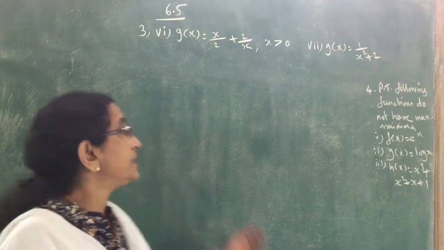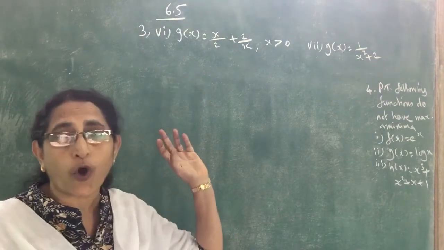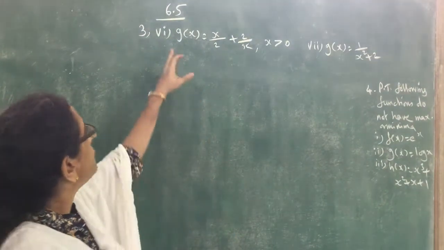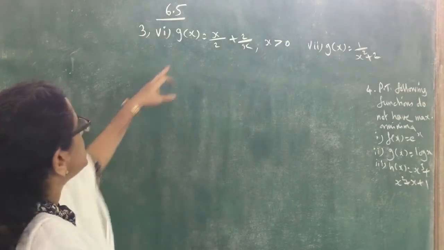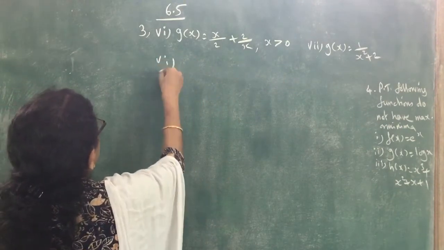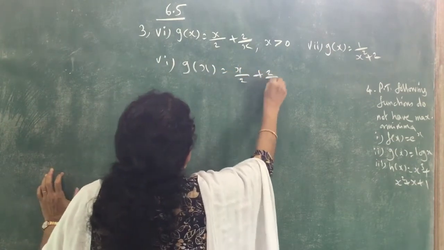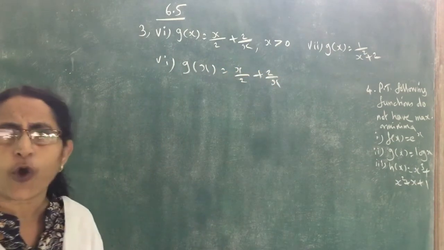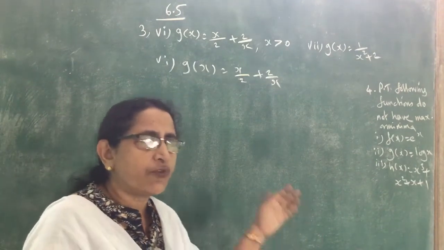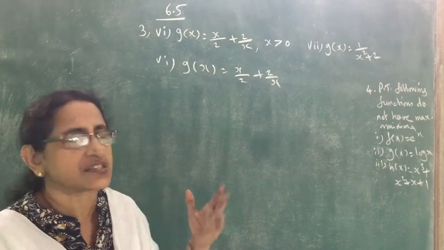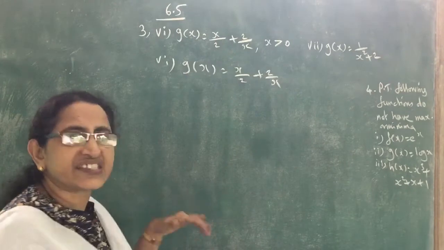6.5, third question. We have to find the point of local maxima and local minima for the function g of x. The 6th one: g of x equals x by 2 plus 2 by x. We have to find the point of local maxima and local minima. For that, first we have to find f dash x, and here the function is g dash x.